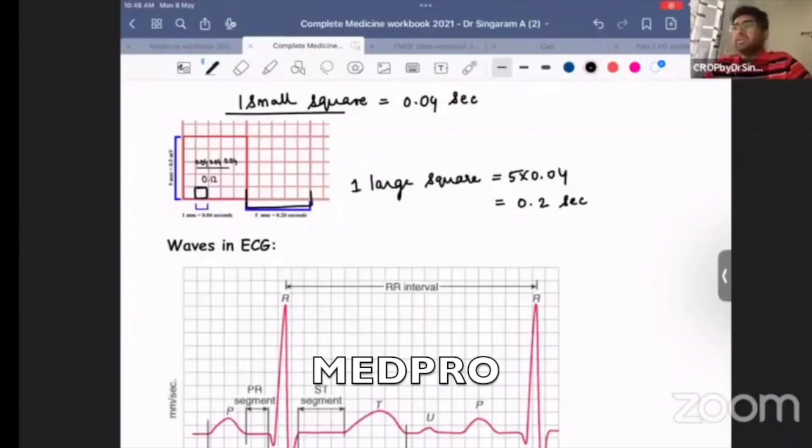I think better is you can remember in terms of seconds. Milliseconds also you can remember, that is fine. But I think in terms of seconds, if you remember, it is easier to follow. That is what I will be using for majority of the discussions further. So one small square and one large square, corresponding to the duration, because whenever we say something like an interval or what is the duration of this QRS complex, we always say in terms of seconds. So that's why you have to remember.